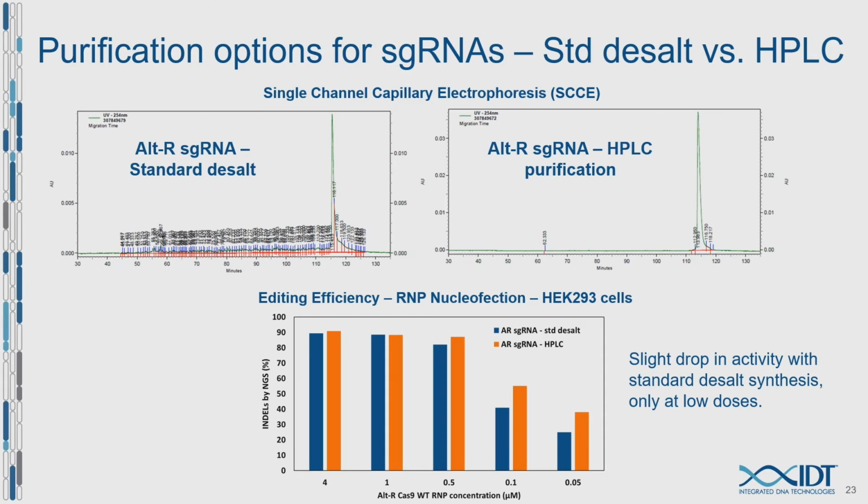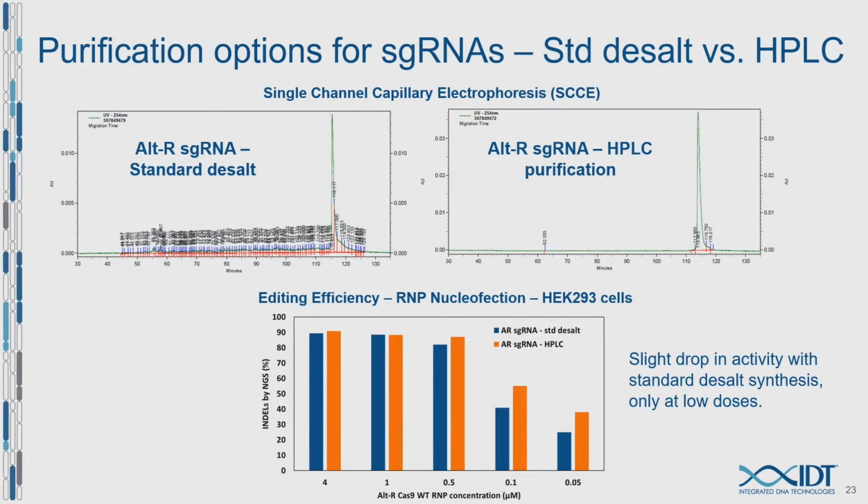Our standard single guide RNAs are going to be standard desalt purified. And so here is looking at a single channel capillary electrophoresis where we're able to visualize single base resolution and get you an idea of what the purity looks like. So this is going to be for those screening, research grade, looking at identifying your sites.